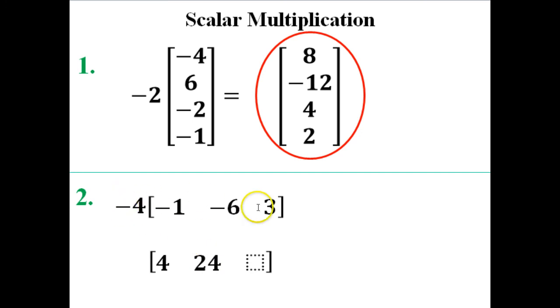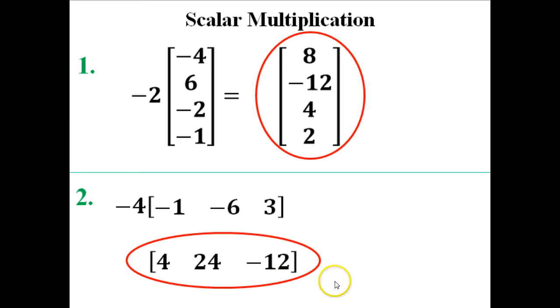Then -4 times 3 would yield me an answer of -12. And I'll write this one on the far right hand side because my 3 was written on the far right hand side. So -4 times 3 gives me a -12. And that is my answer on the second one.